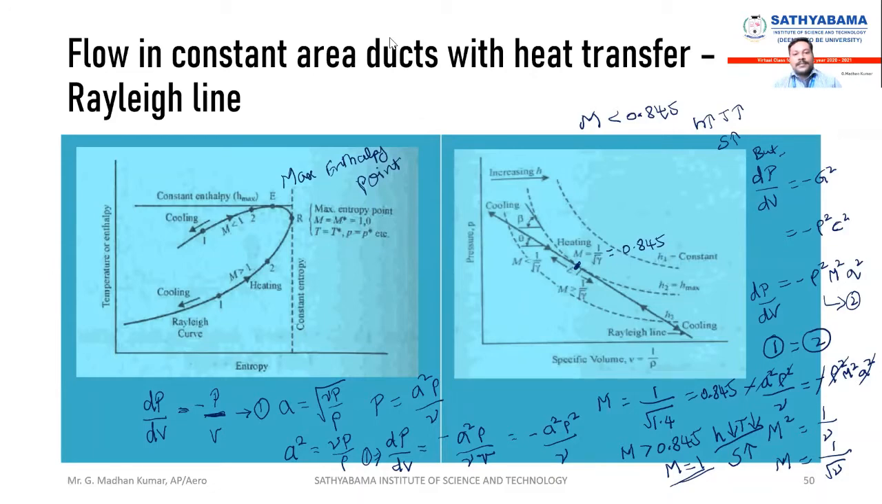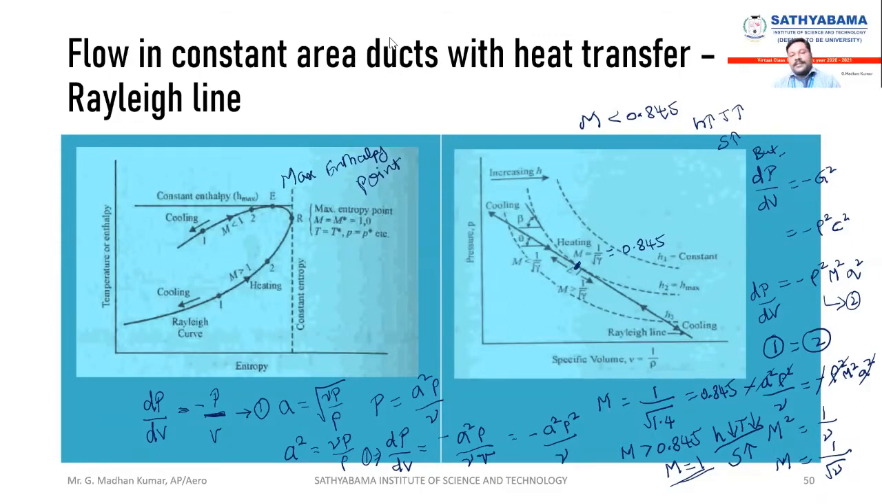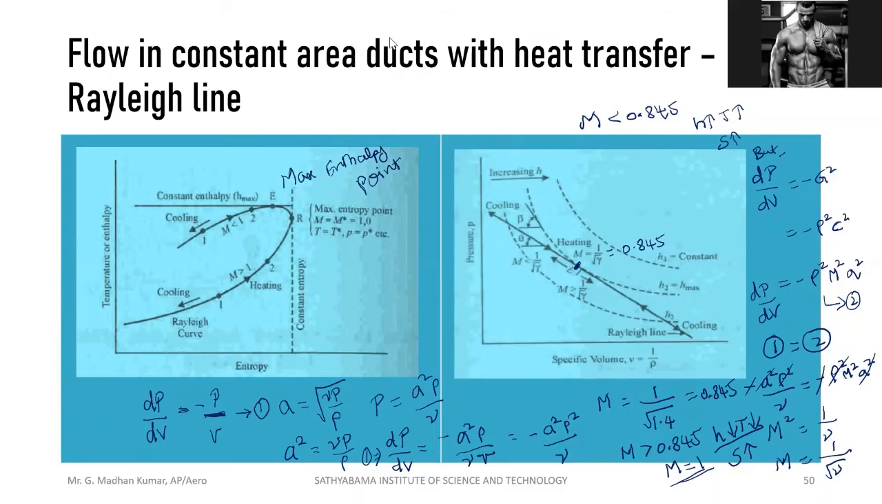Yes, Uday Kumar, what's your doubt? Sir, for M greater than 0.845, temperature and enthalpy are decreasing. Why is entropy increasing, sir? The entropy of the state increases due to droplet formation, it is only with respect to droplet formation. Generally, if the temperature increases, entropy also increases, yes, that is a fact.